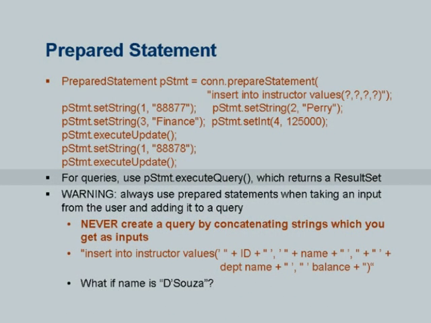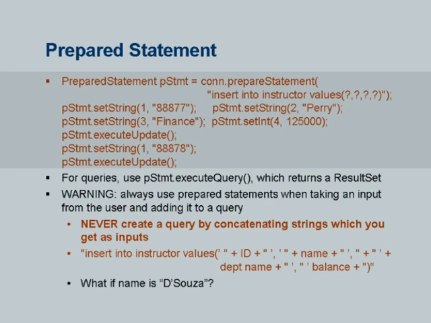Similarly, if you are running a query which takes parameters, so I want to find all people in a specified department, the user enters the department name, I want to find all people in that department. So similarly, I'll have a query with a question mark for the department name and the same prepared statement. This part is exactly the same. I can set the parameter value exactly the same. The only difference is here, instead of executeUpdate, I will do a result set equal to pStatement.executeQuery. So that returns a result set just like we saw before.